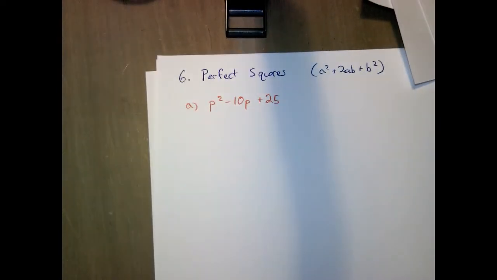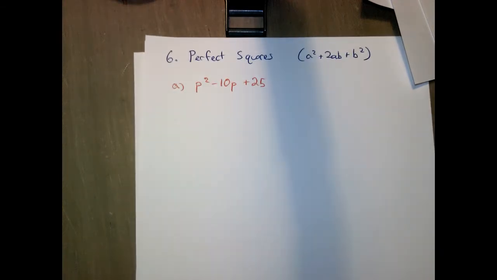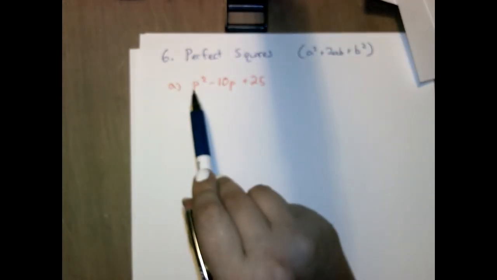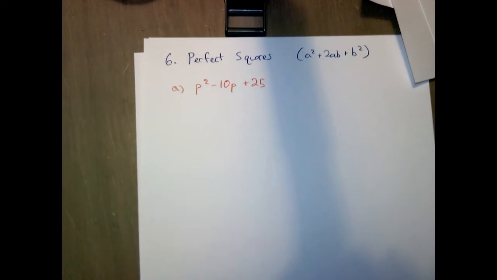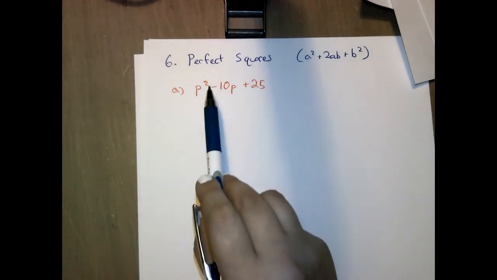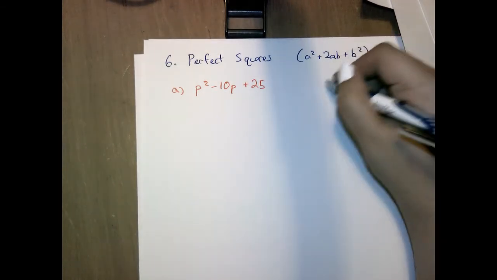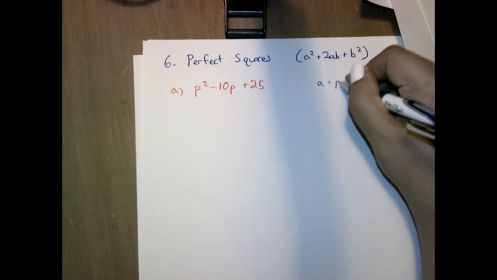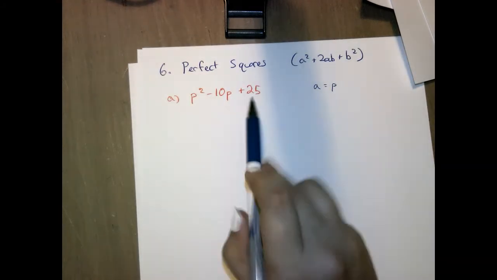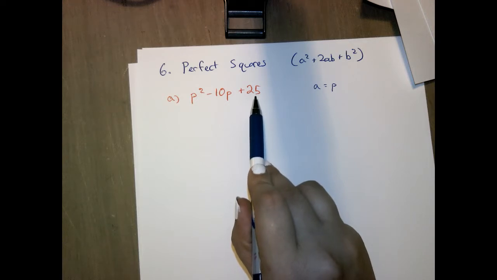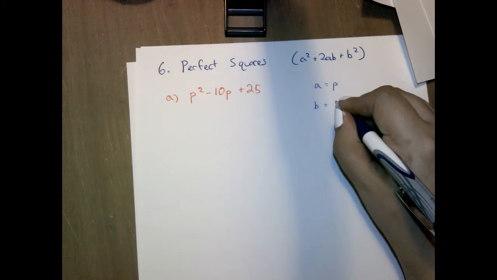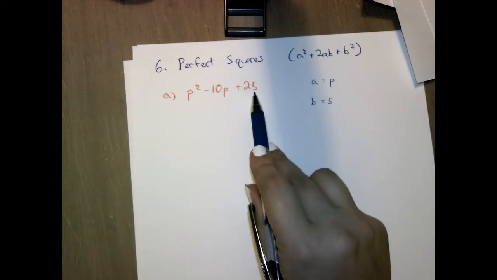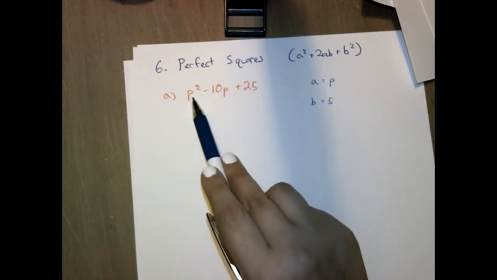There we go. So p squared minus 10p plus 25. When I look at the first term, I see that it is a square. It's the square of p, right? So that means that I have an a term that is equal to p. When I look at my last term, I see that it is also a square. So that means I have a b term of 5, right? 5 times 5 is 25. P times p is p squared.